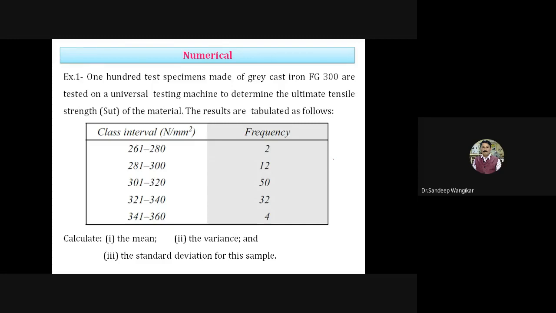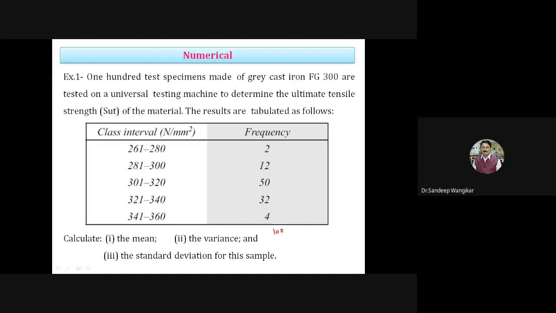to determine the ultimate tensile strength SUT of the material. The results are tabulated as follows. So a total of 100 test specimens are given. If you add the frequencies 2, 12, 50, 32 and 4, ultimately it will become 100. The class interval is given as 261 to 280.